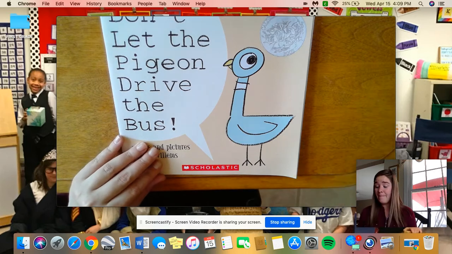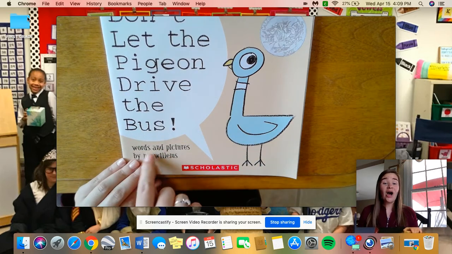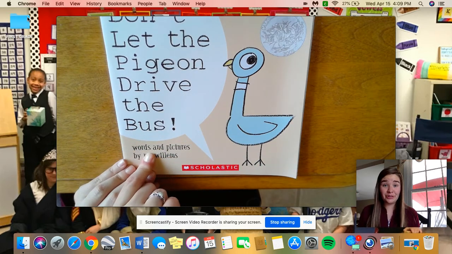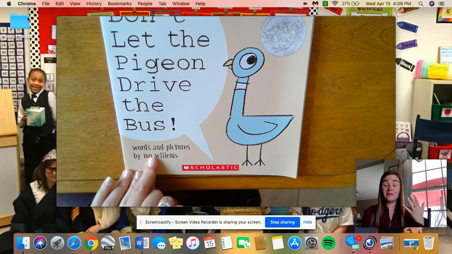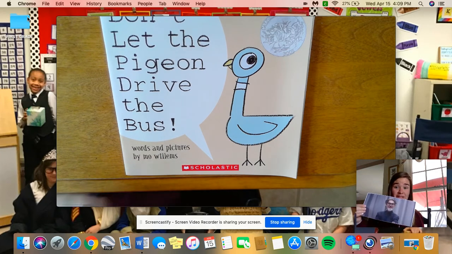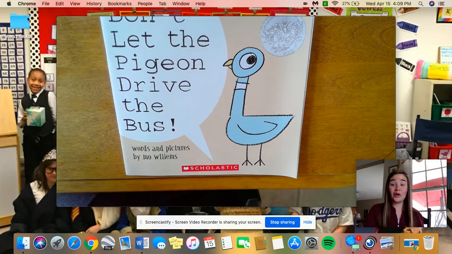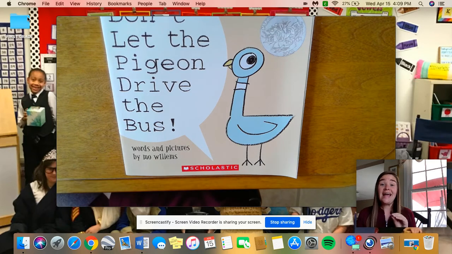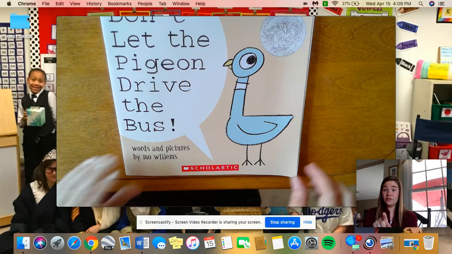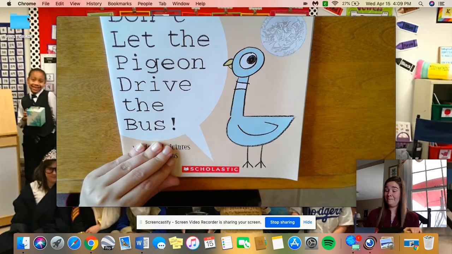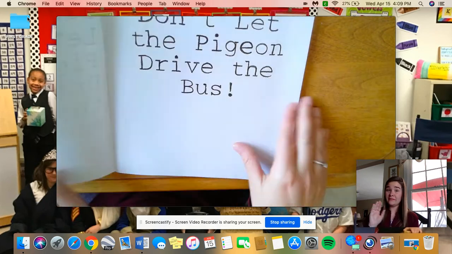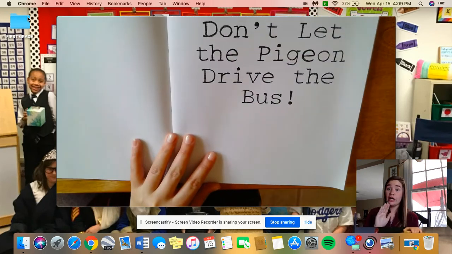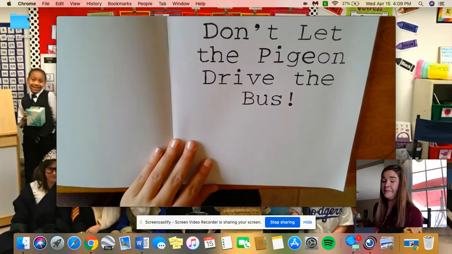And this is written by Mo Willems. It also tells us that the pictures are done by Mo Willems. So not only was it written by Mo Willems, which is this guy, the pictures were also drawn by Mo Willems. Mo Willems is very talented, and he draws a lot of the pictures in his books. So let's read it together. Do you remember your job? Every time the pigeon asks his question, you've got to say no. Okay, here we go.